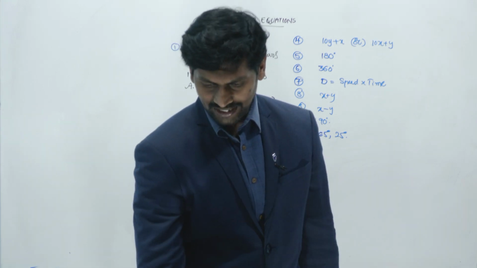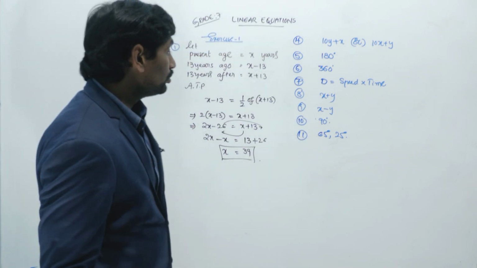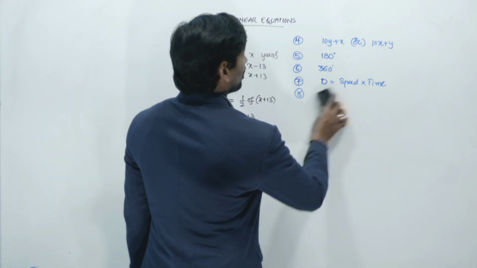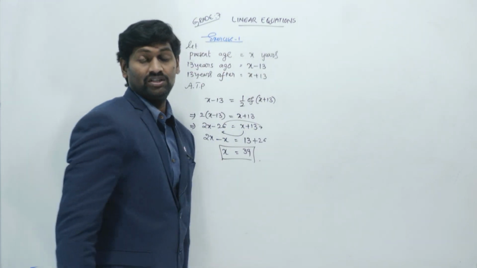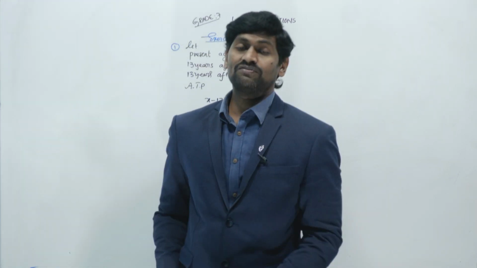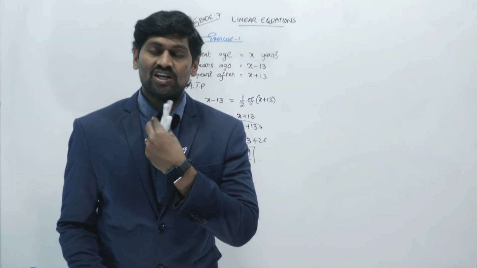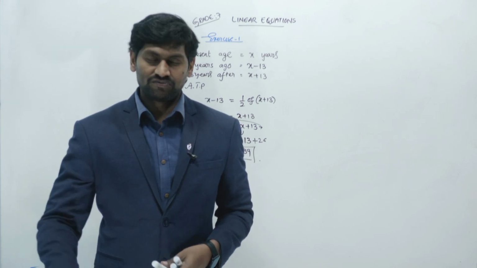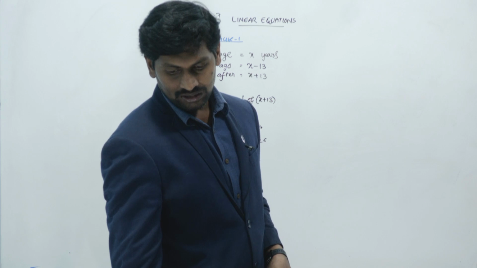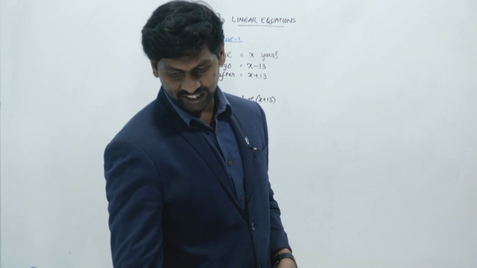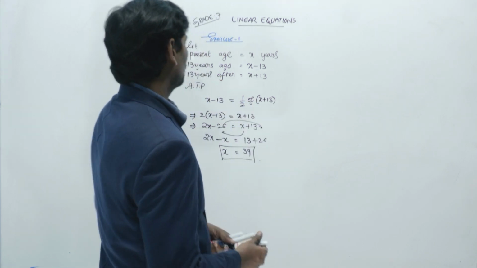The problem is: the sum of two consecutive multiples of 3 is 69. Consecutive means continuous numbers or side by side numbers. Consecutive multiples of 3: 3, 6, 9 are consecutive multiples. 6 and 12 are not consecutive multiples of 3. Here it is given that the sum of two consecutive multiples of 3 is 69, then find the numbers.